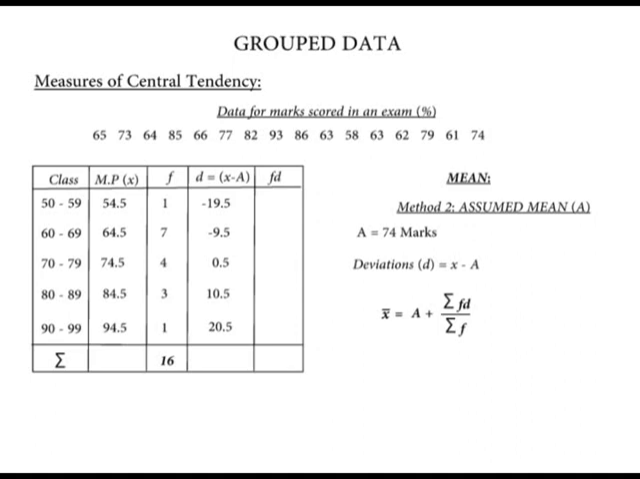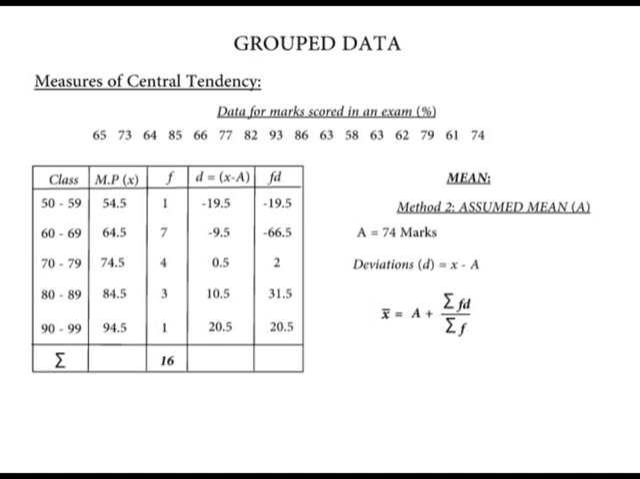Now we multiply the deviations and the corresponding frequencies. 1 times minus 19.5 is minus 19.5. 7 times minus 9.5 is minus 66.5. 4 times 0.5 is 2. 3 times 10.5 is 31.5, and 1 times 20.5 is 20.5.